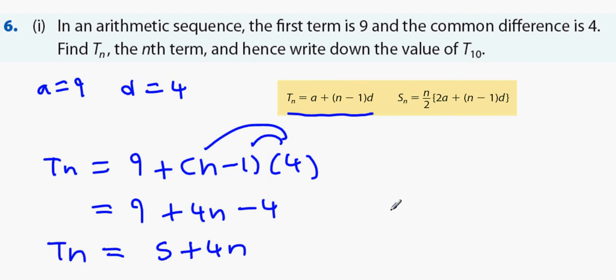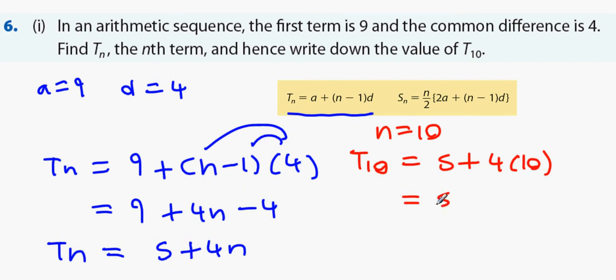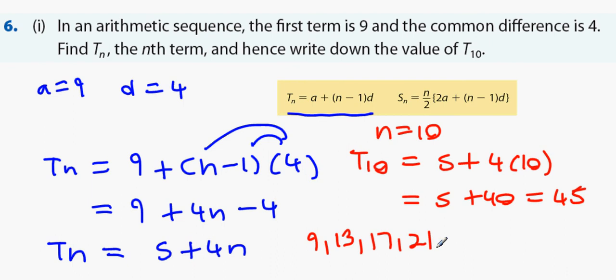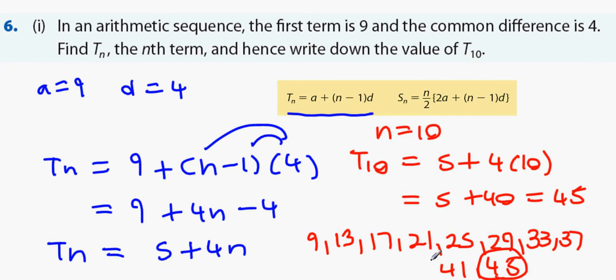Now, we're also asked to find out what T10 is. For T10, n equals 10. It's the 10th term, so we get 5 plus 4 times 10. This equals 5 plus 40, which is 45. So basically, if you were to draw this out, 9 is the first term and you add on 4 each time: 13, 17, 21, 25, 29, 33, 37, 41, and 45. We can see that 45 is the 10th one in line.